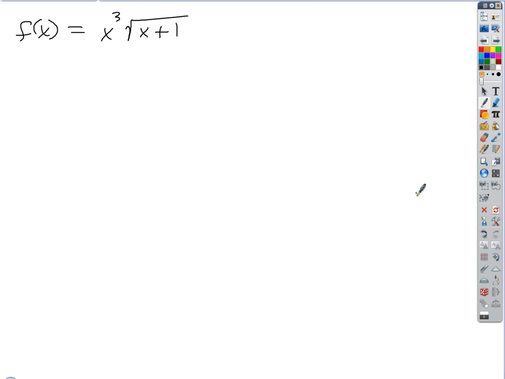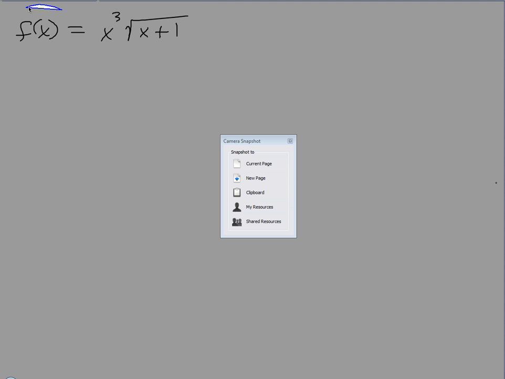So let's have a look at this now. If we want to, before we jump into the derivative, it's always a good idea to ask yourself, what's the domain? Is this domain potentially restricted? Yes, it is. The x cubed is fine, but it's this square root part that could cause some issues. So let's focus for a second on just the domain.